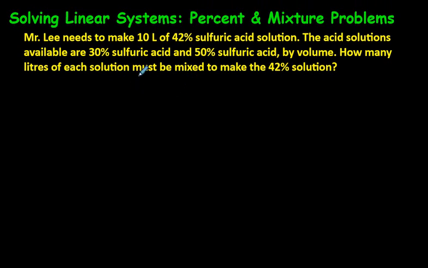So let's think about this. First of all, let's think about the amounts. We're going to take the amount of acid in one of them plus the other one. Here's the first solution. We'll call this A1, which could be the 30% solution, and A2 would be the 50% solution, and that will give us a total of 10 liters. So these two solutions put together will make 10 liters.